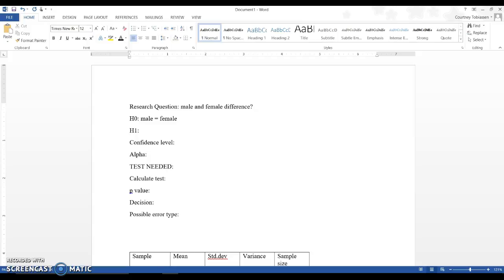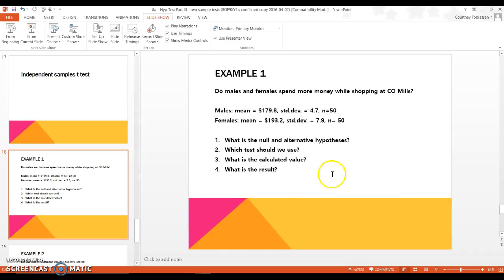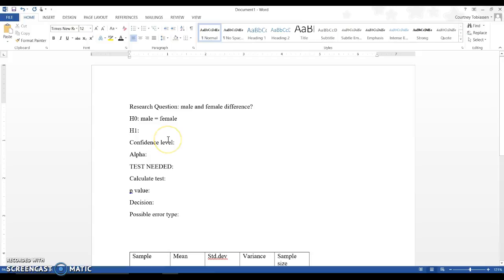The alternative, we didn't have a question, so going back, we're not saying, are they just different? We have this word more, in which case the females are higher. So we have a directional hypothesis. So we are going to say that females are larger, spend more money, than males. Confidence level, this is not high stakes, so let's do 95%, which leaves us an alpha of 0.05.